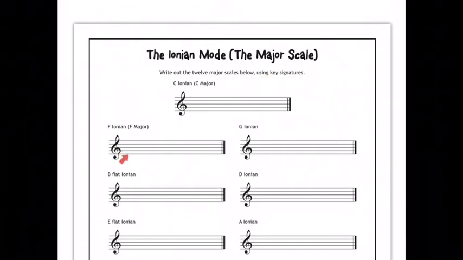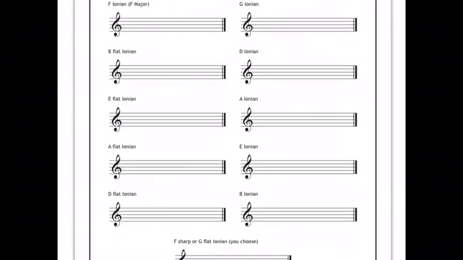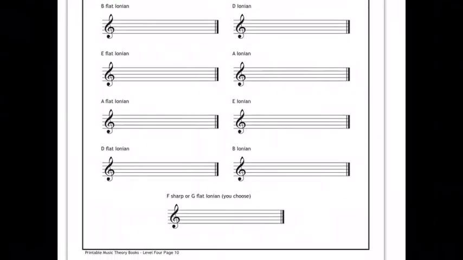Okay, so I want to see, aside from the first one, C major, which is empty, of course, every other staff here will have a key signature of some kind. So please make sure you fill in the proper key signature, put in your notes, ascending 1 octave would be fine. Okay, that's it. Notice at the bottom it says F sharp or G flat Ionian, you choose.